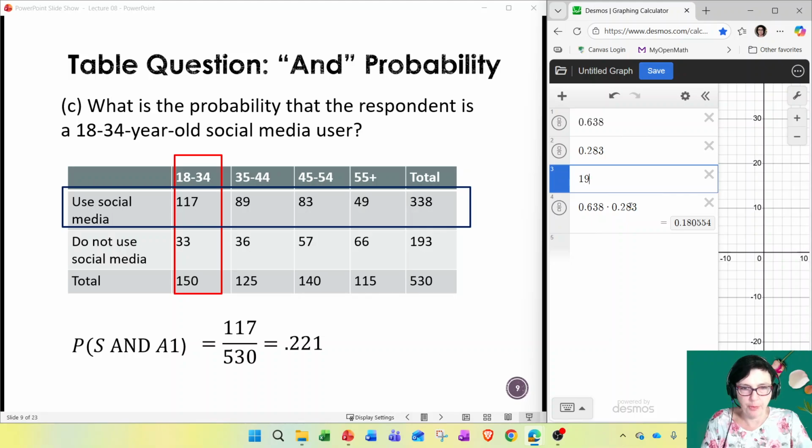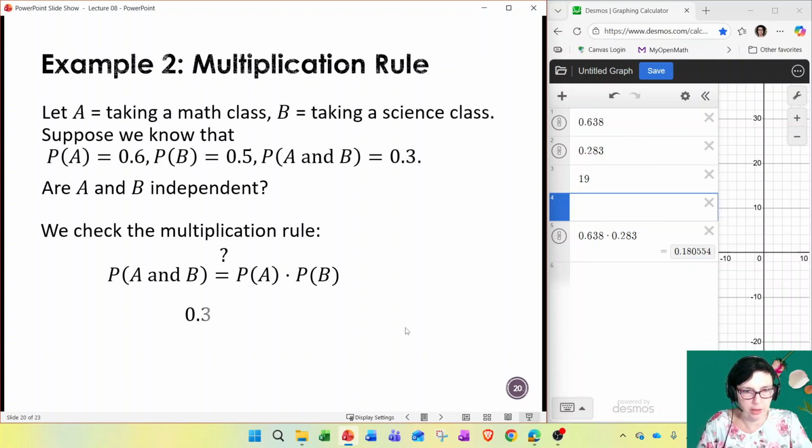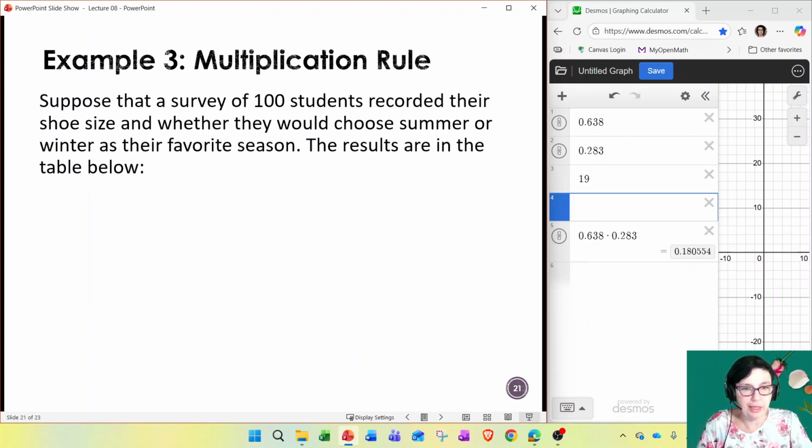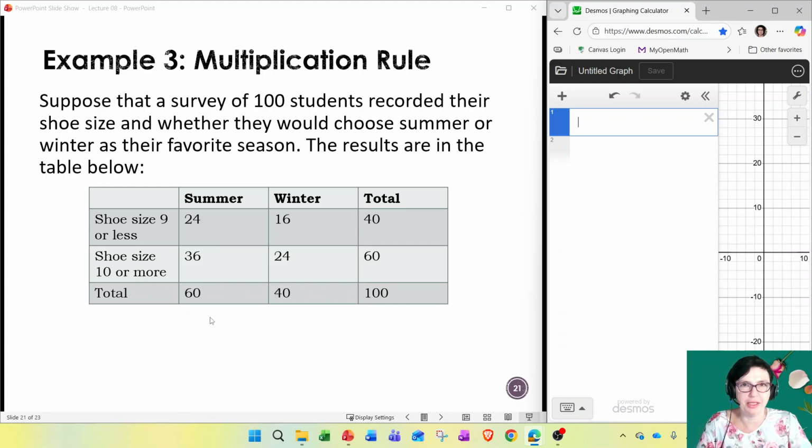If a person is young, he or she is more likely to use social media. The last example we're going to look at is another table example, so this one is a little bit different. Here, we look at whether your shoe size is 9 or less, and whether you prefer summer as your favorite season. We want to know whether these two events are independent. Do you think your shoe size has anything to do with your favorite season? Well, it doesn't look like it. So probably these two events are going to be independent, but let's check it out.